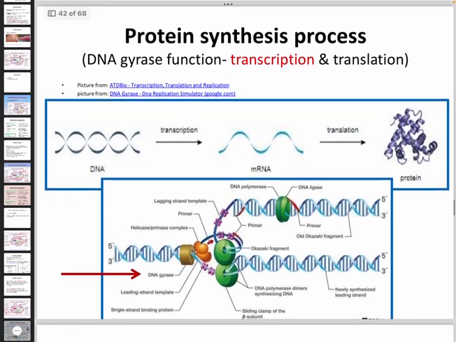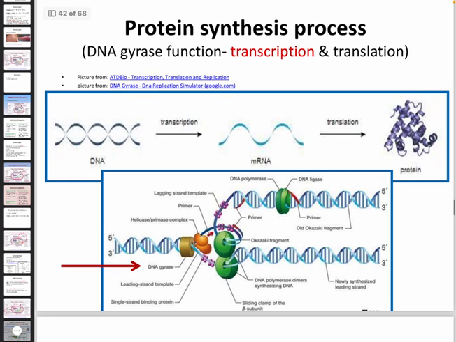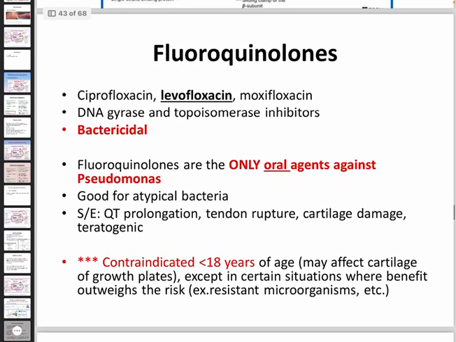Another example is DNA gyrase inhibition, which plays a role in transcription and translation. An example of that is the fluoroquinolones: ciprofloxacin, levofloxacin, and moxifloxacin, which are common antibiotics above the age of 18. You can't use any of those antibiotics before the age of 18 due to their effect on the growth plates and cartilage.